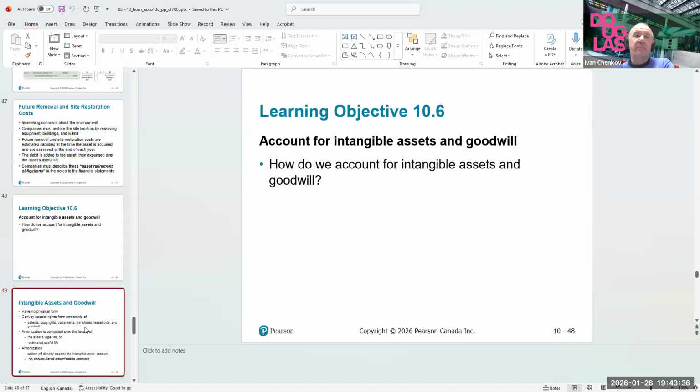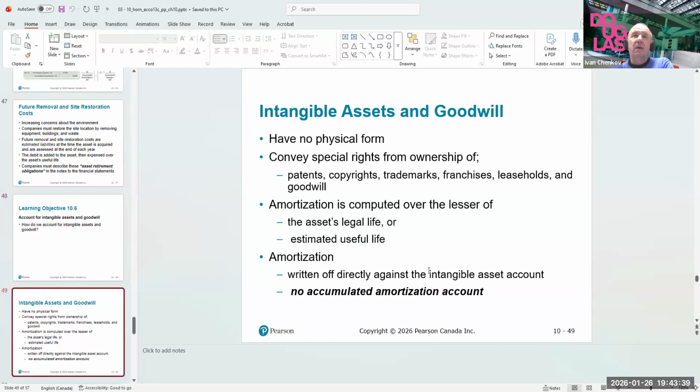That's natural resources. Let's see goodwill. For those of you who are going to continue with accounting, there's a full course on goodwill called Advanced Financial Reporting. There you're going to see what goodwill is and how you get it. But before we go there, let's first talk about intangible assets. Intangible assets, including goodwill, don't have a physical form. Those are patents, copyrights, trademarks, franchises, leaseholds, and goodwill is part of this.